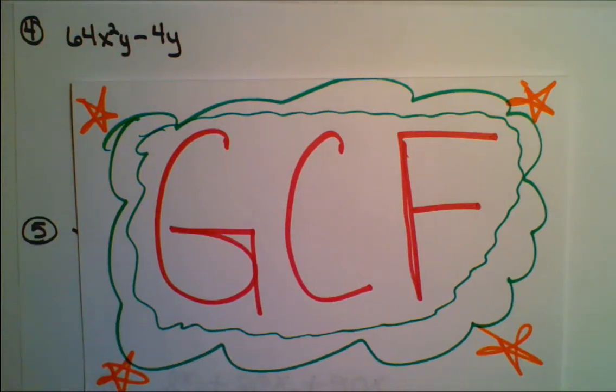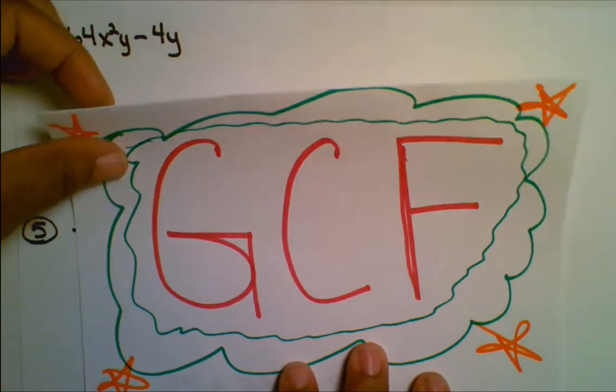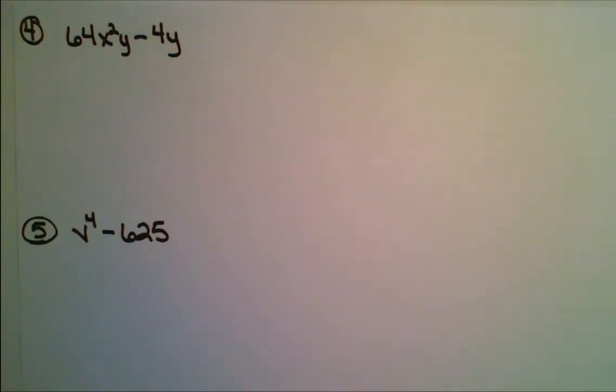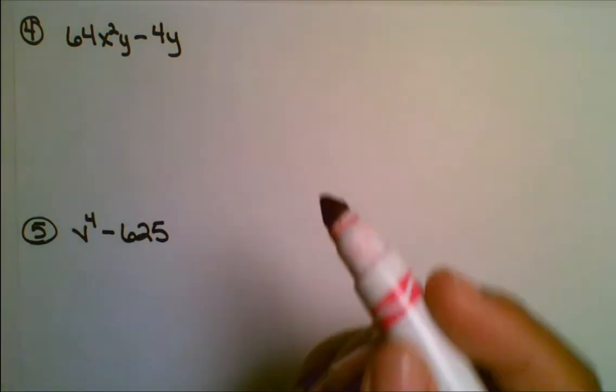Question 4, example 4, we have 64x squared y minus 4y. I have here front and center. Ask yourselves, is there a GCF that can be factored out? If so, let's do it. So we do have a GCF that can be factored out, and that GCF is what?